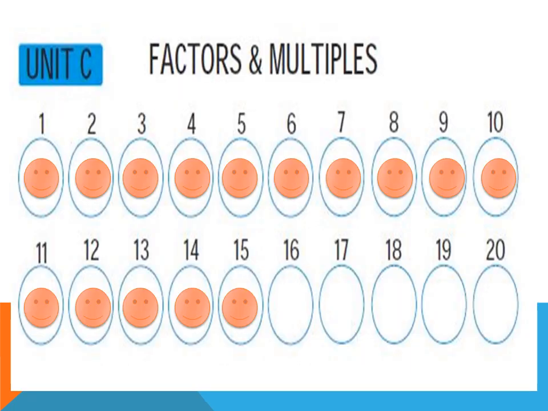So basically, today we have done module number 16, 17, 18, 19 and 20. So this completes unit C, that is factors and multiples of tier 2.